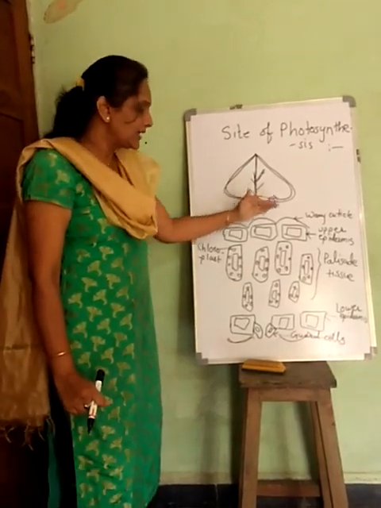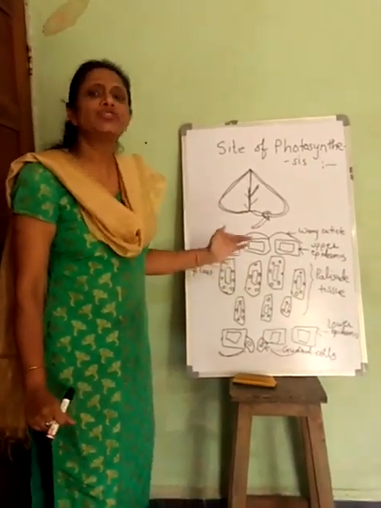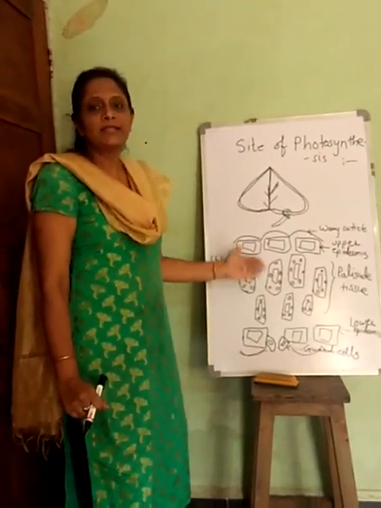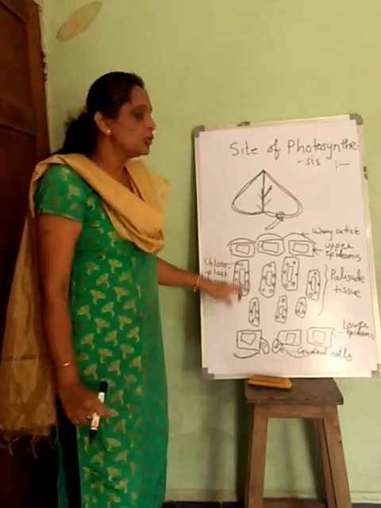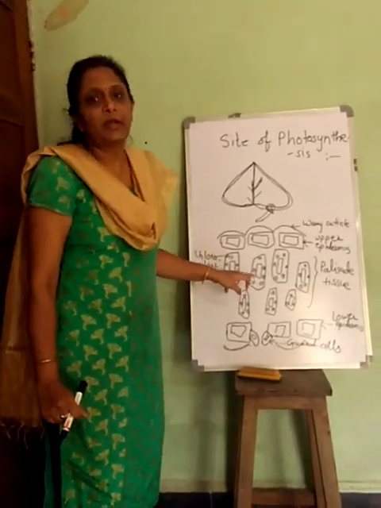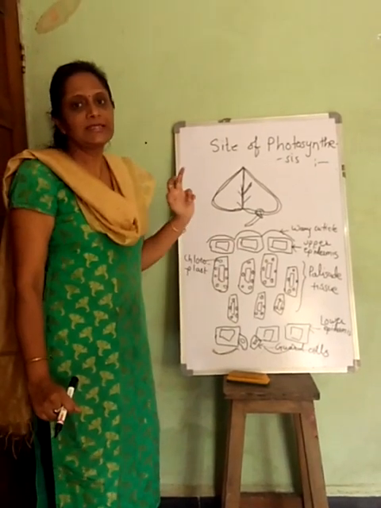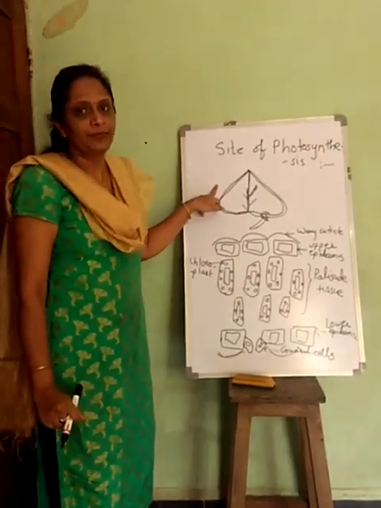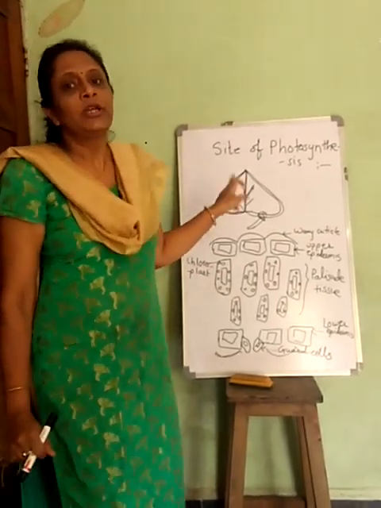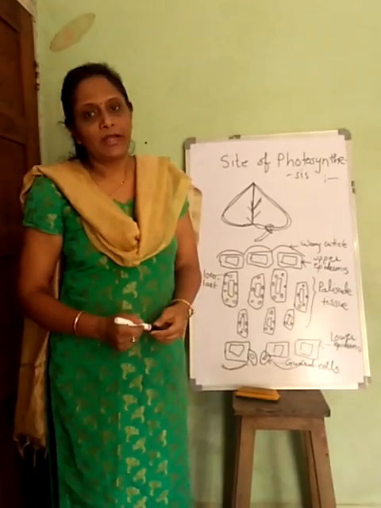So these cells are all called mesophyll cells. They are very soft cells. And in these mesophyll cells, the chloroplasts are embedded, where the process of photosynthesis takes place in the leaf of a plant. I hope you understood this point of the site of photosynthesis in plants.